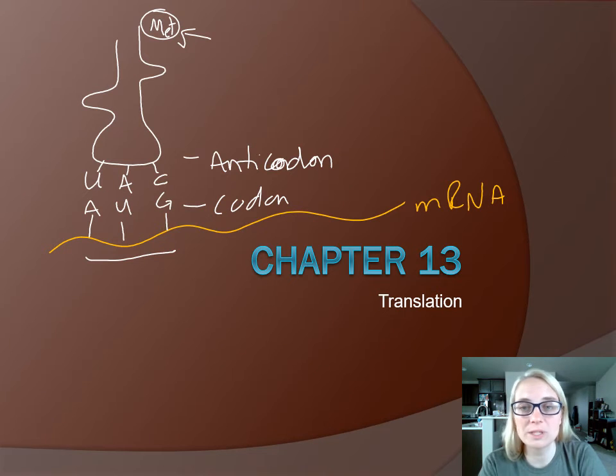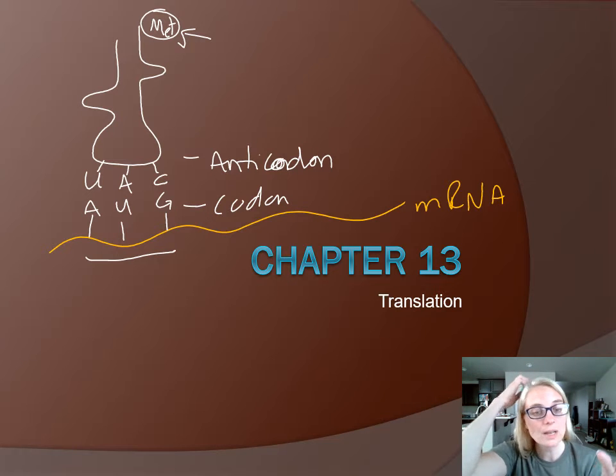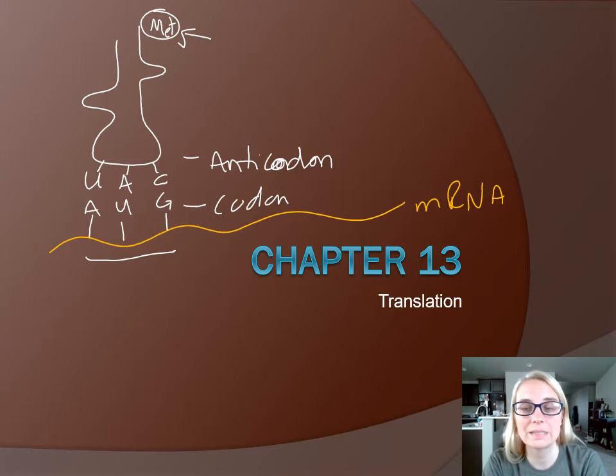So for all of those 64 boxes, with the exception of the 3 stop codons, for every single one of those codons that code for an amino acid, there's going to be a corresponding tRNA. So there's going to be a tRNA for the codons for leucine and isoleucine and alanine and phenylalanine and glycine and valine and all of those amino acids. You're going to have a corresponding tRNA that's going to recognize those codons in the mRNA.